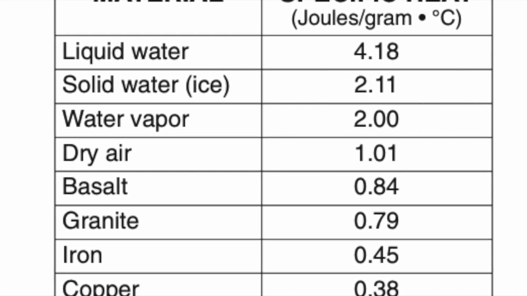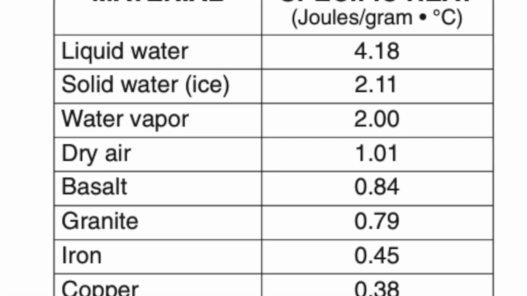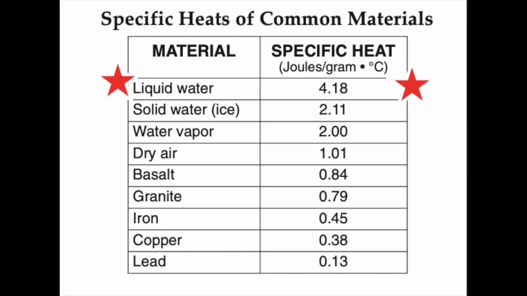In this case, you'll see that liquid water has the highest specific heat at 4.18 joules per gram degree Celsius. In this case, joules indicates a unit of energy. So liquid water having the highest specific heat means that it'll take longer for water to heat up and cool down than it will for the metals like lead.